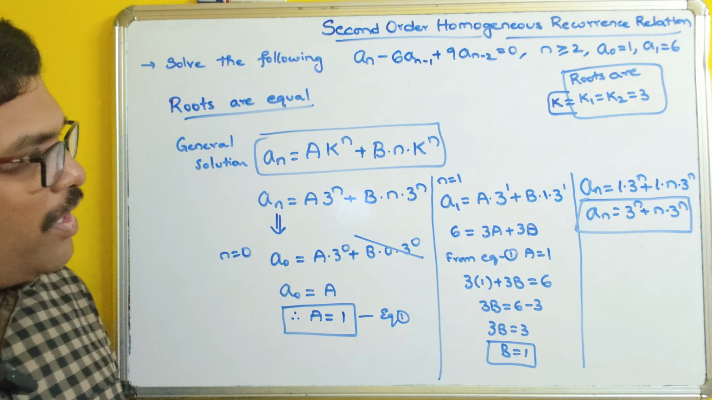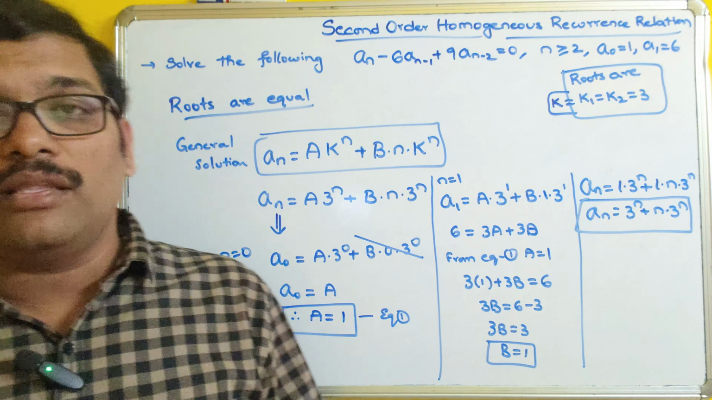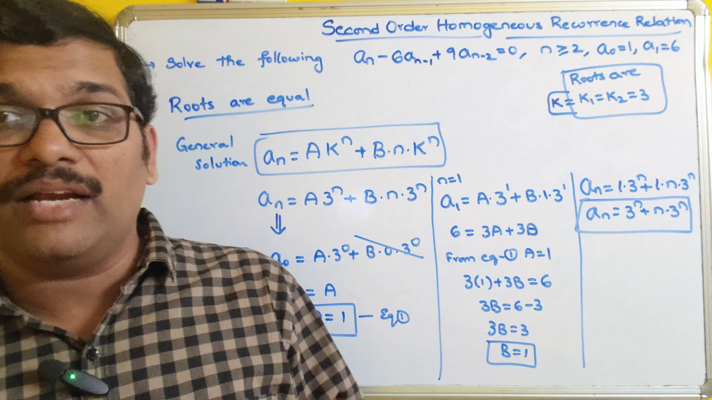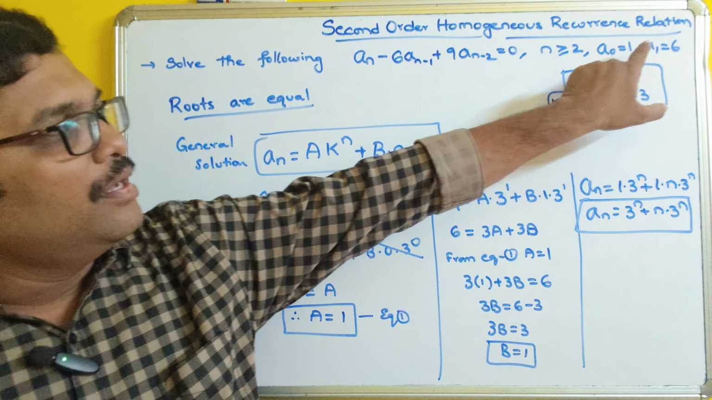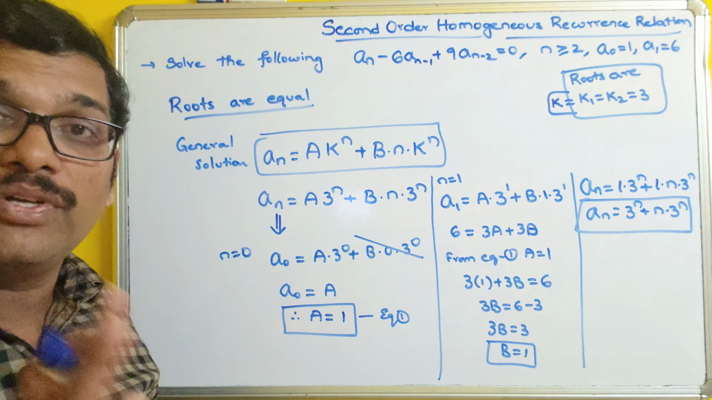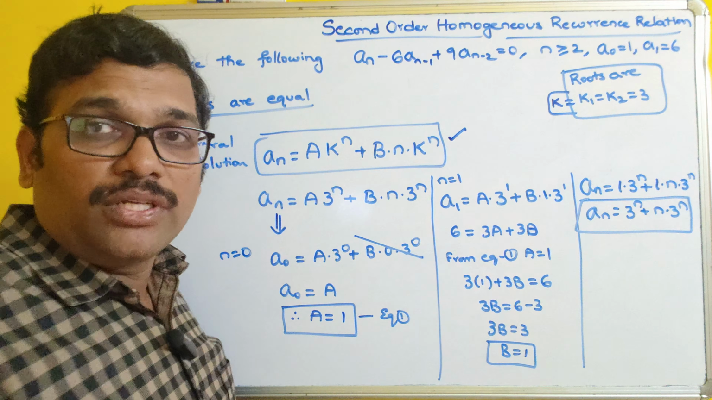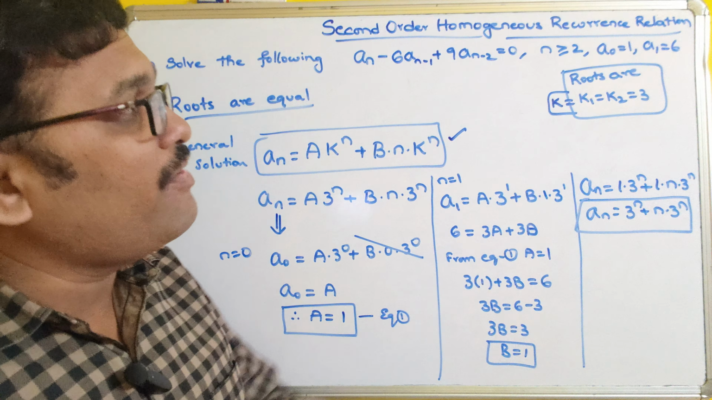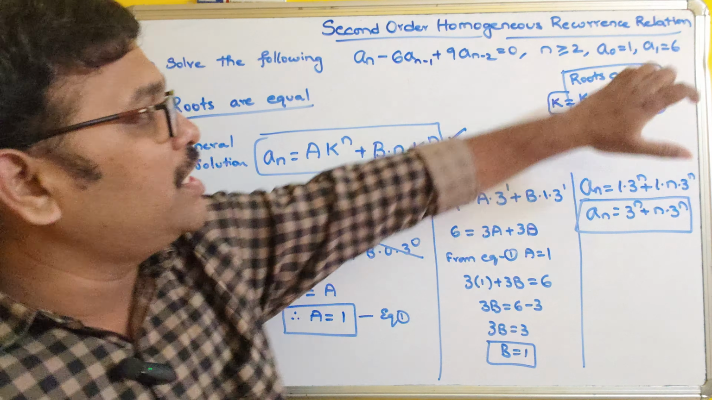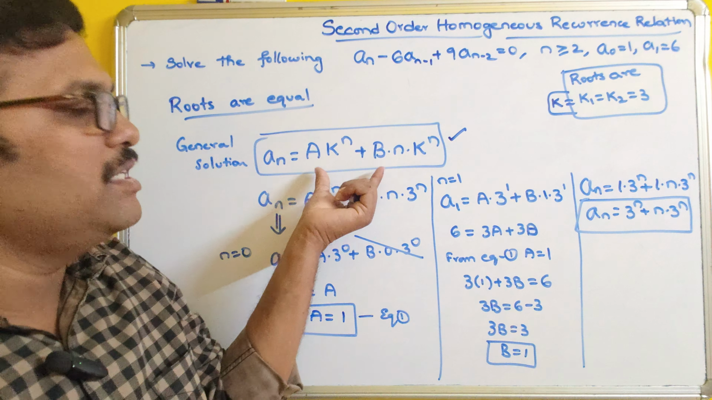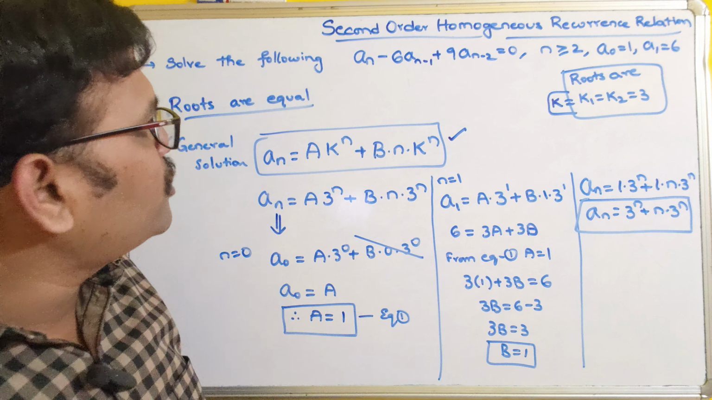We need to remember the three formulas for the general solution: when the roots are equal, when the roots are distinct, and when the roots are imaginary or complex. Accordingly we will have the initial conditions. If your question has initial conditions, we need to find the A and B values. If your question doesn't have any initial conditions, then this will be the general solution. Remember that. Okay, so hope you understood this one.